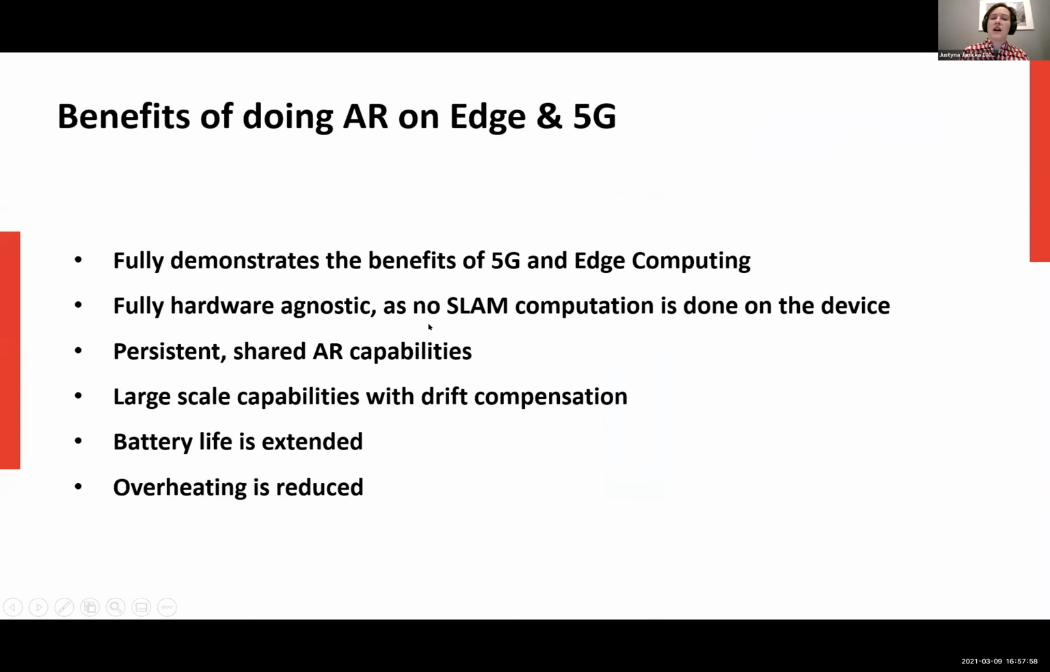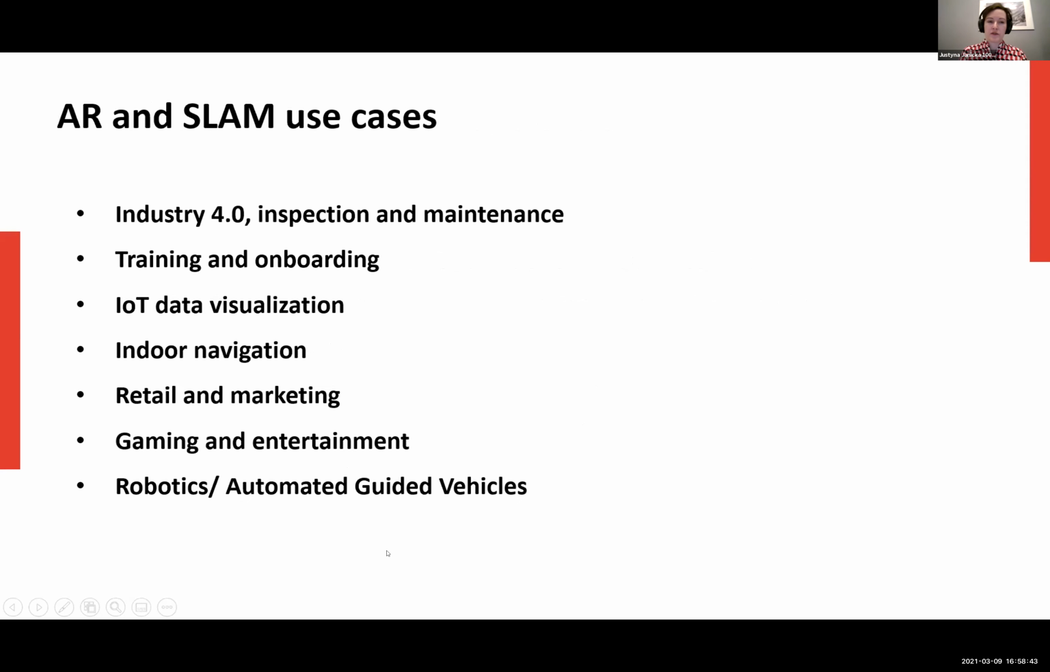The benefits of doing it are enormous. What is the most important thing is that the solution can remain fully hardware agnostic, so you can build applications for different types of smart glasses, smartphones, and other devices. We have these persistent shared AR capabilities granted out of the box. You don't have to do anything to allow multiple users to see the same content. You can do large-scale mapping and content showing with very precise drift compensation, and what is really important, the battery life of the device is extended, and the overheating, which is really a huge problem for AR, is reduced as well. In terms of the use cases for augmented reality and SLAM, there are plenty of them. Those are the most important ones, and I'm going to show you a couple of them that we did with the platform in the past.